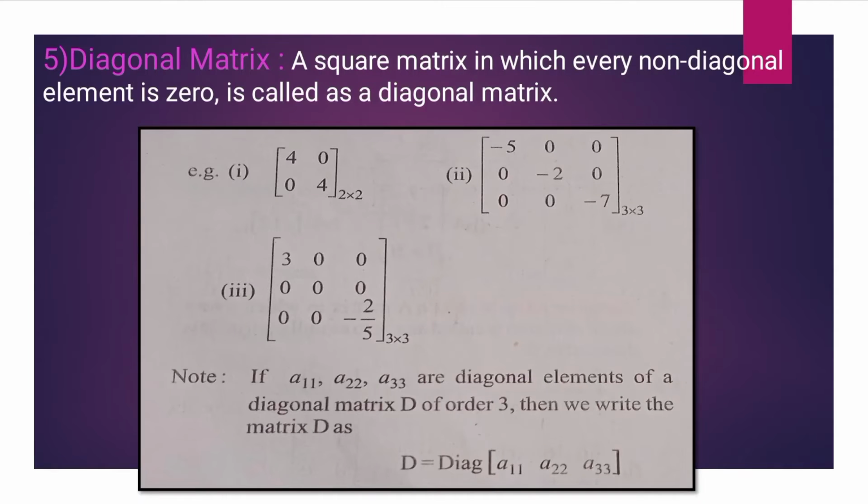Fifth type is diagonal matrix. A square matrix in which every non-diagonal element is zero is called a diagonal matrix. Now this is the example. Now the note is given that if a11, a22, a33 are diagonal elements of a diagonal matrix D of order 3, then we write the matrix D as D is equal to diag(a11, a22, a33).